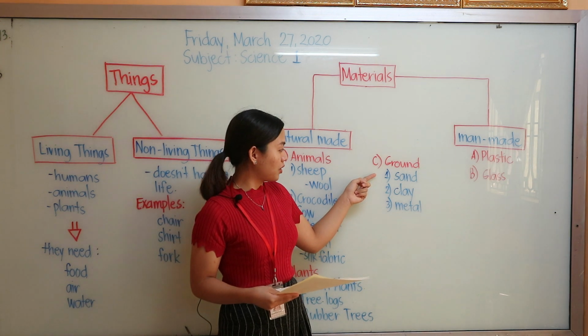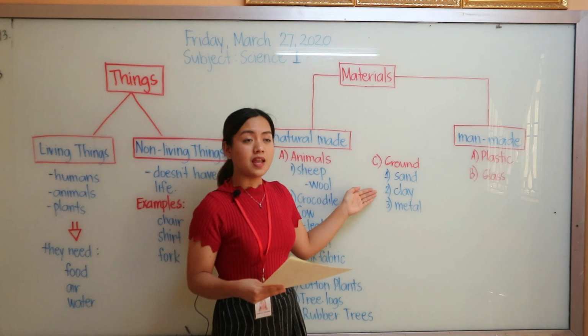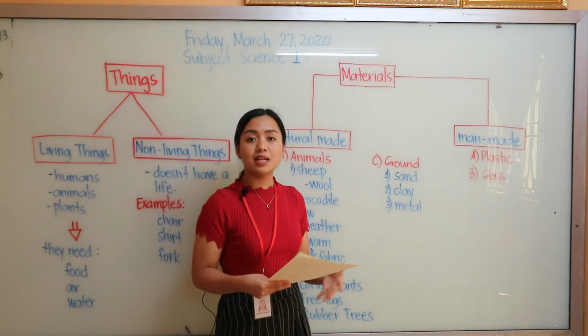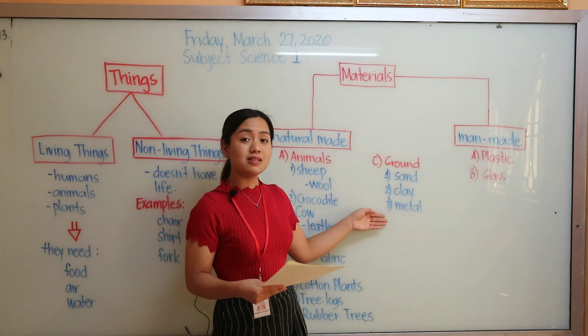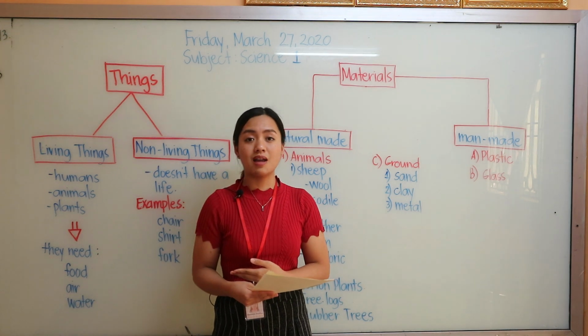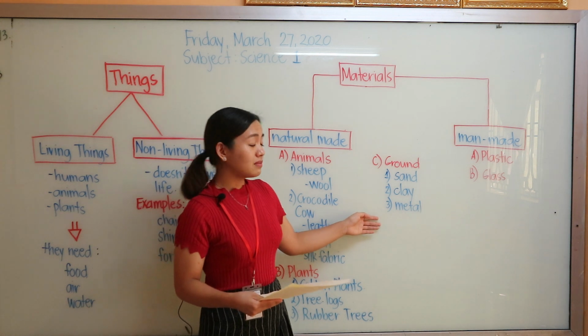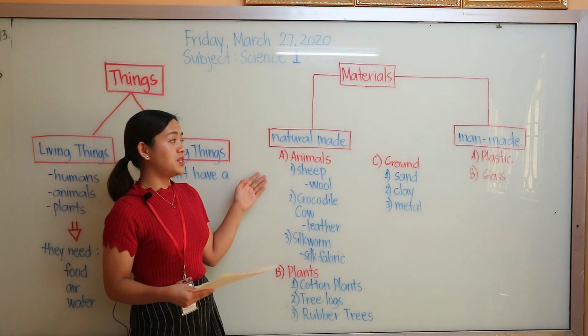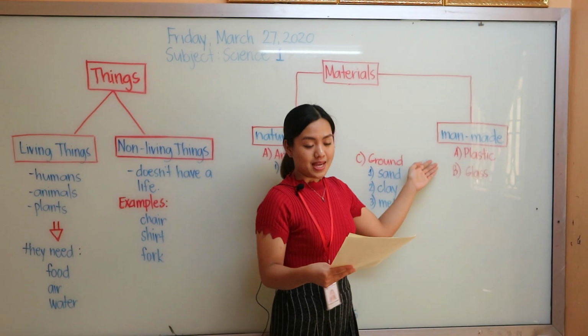Not only that, we also have here clay. Now for clay, we can make pots and other furnitures as well. And we also have here metal. So some accessories that we are using are actually made out of metal. Next one, not only natural-made materials, materials can also be man-made.